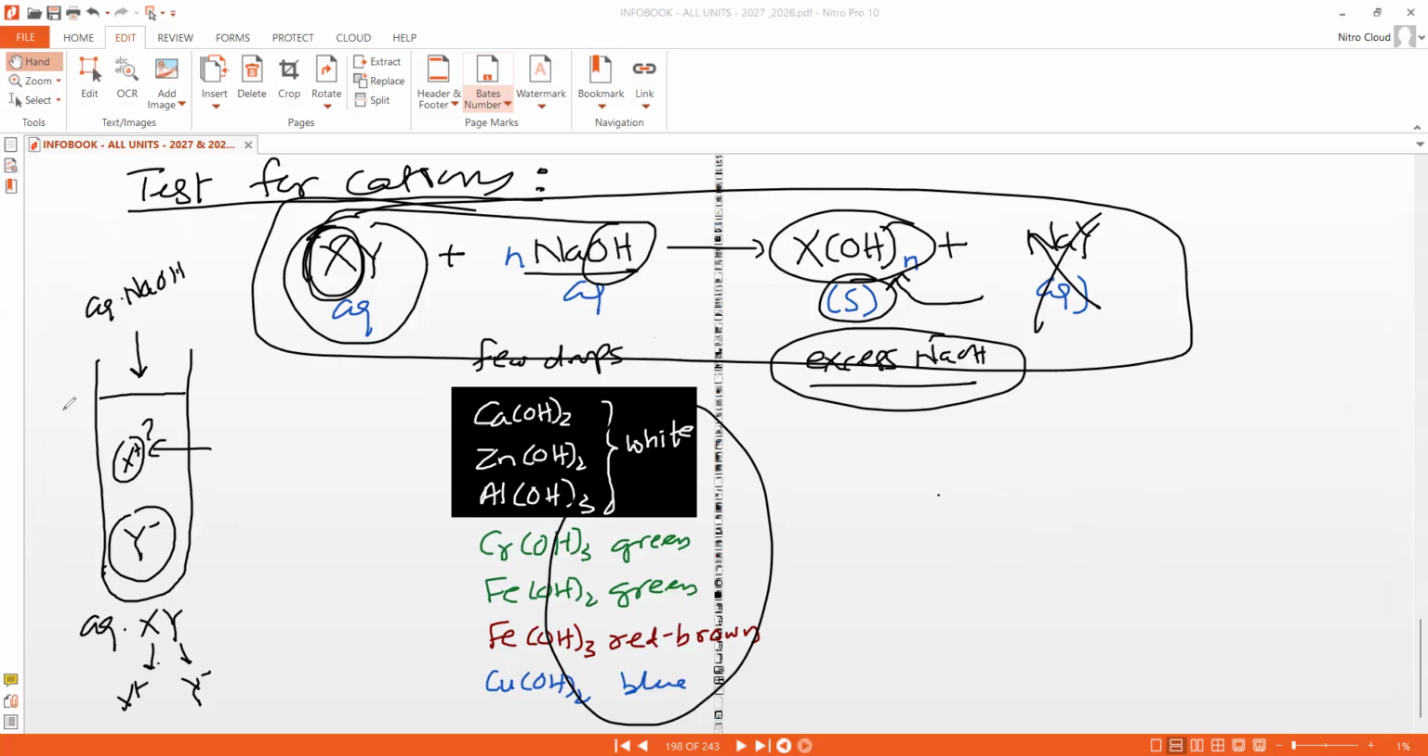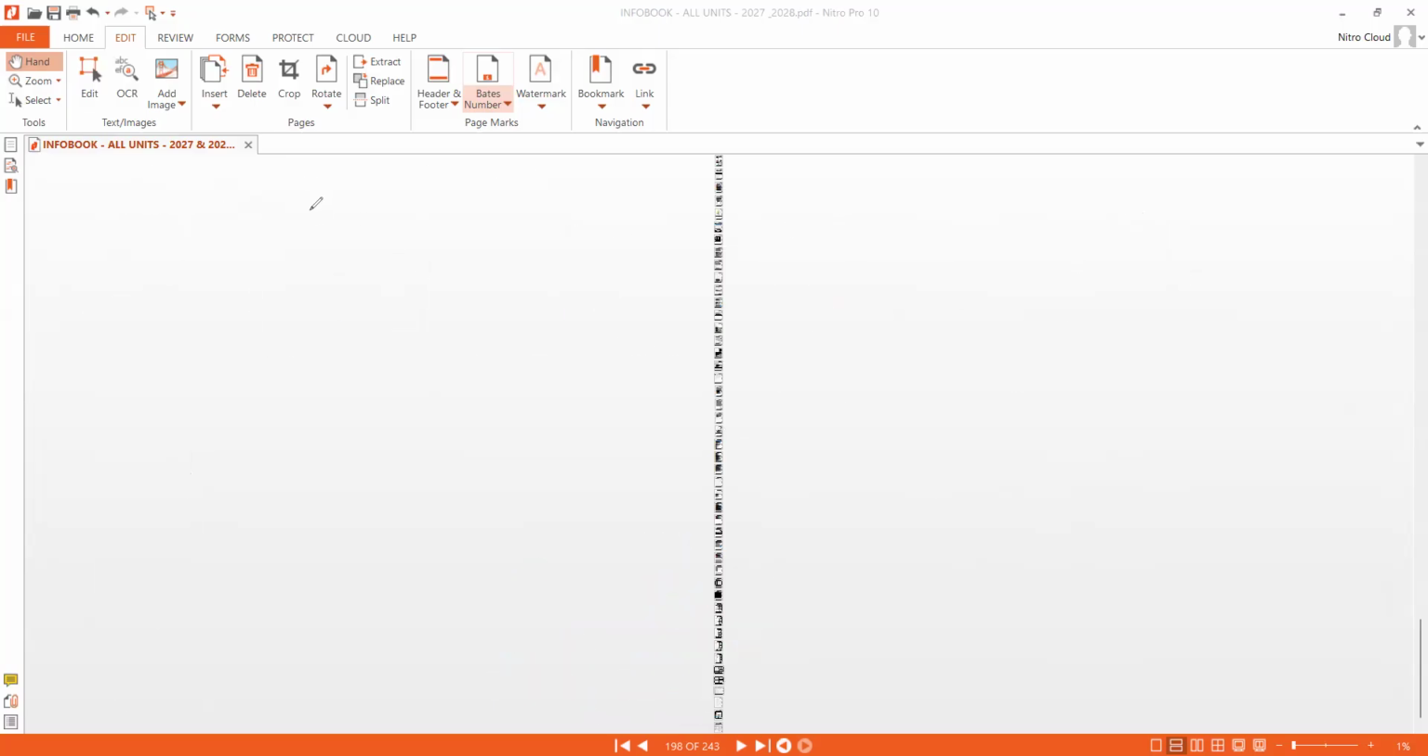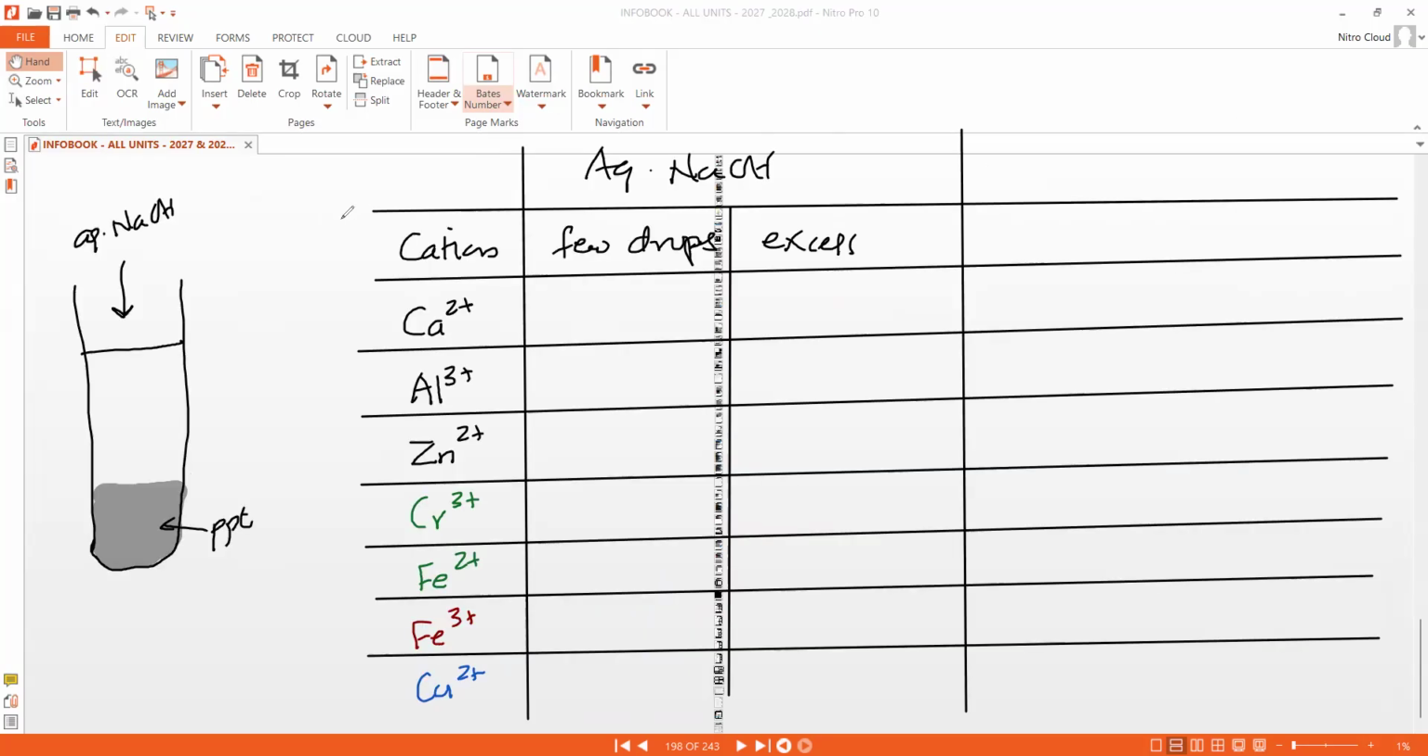Okay. So now we'll see what happens when you add excess of sodium hydroxide. Okay, so we have seen that to test for a cation, you add sodium hydroxide, and depending upon which cation is present here, this added hydroxide combines with the cation to form X hydroxide. So depending on which cation it is, you'll get a precipitate.